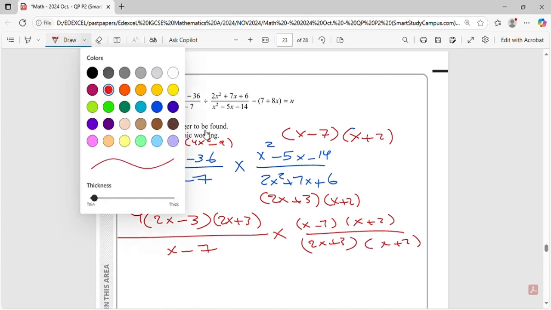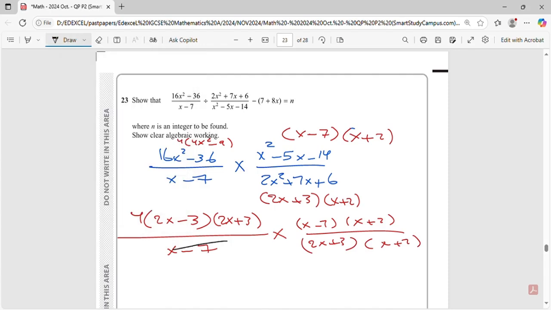So I can cancel the similar terms. x minus 7 cancels with that, 2x plus 3 goes with that, and x plus 2 cancels with x plus 2. I will find that it ends up as 4 multiplied by 2x minus 3.